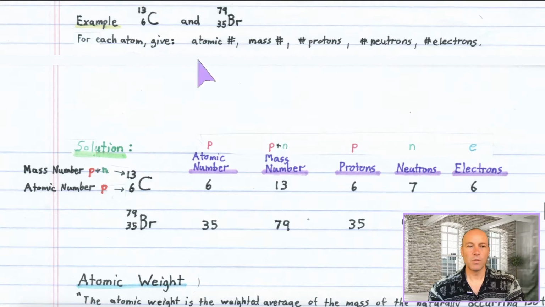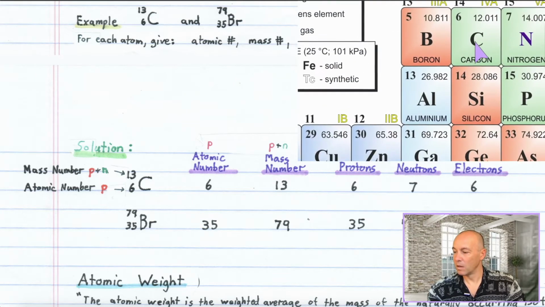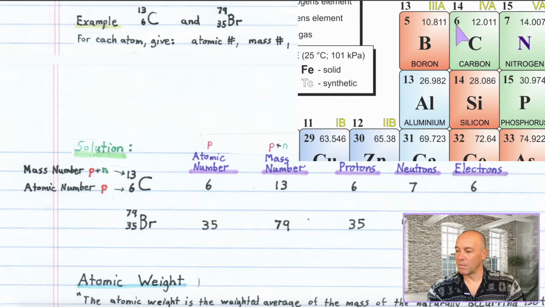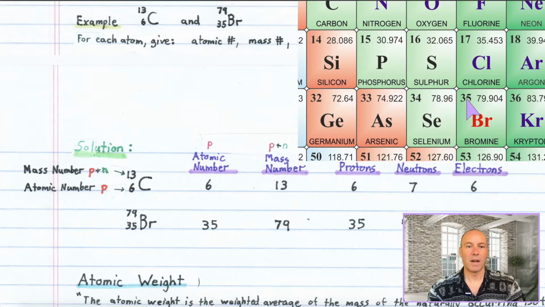So for those two isotope symbols, the atomic number is simply the atomic number of the element. Now, carbon has an atomic number of 6, and bromine has an atomic number of 35. And you can find this information on the periodic table. So I'll point you to carbon. All right. Carbon's atomic number is 6, and bromine's atomic number is 35.